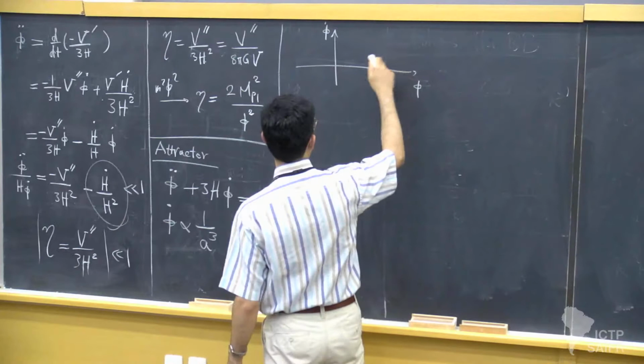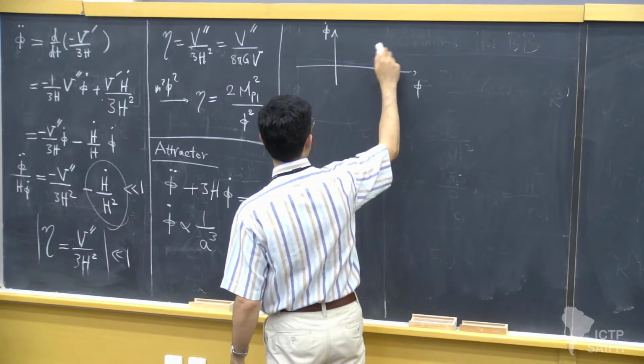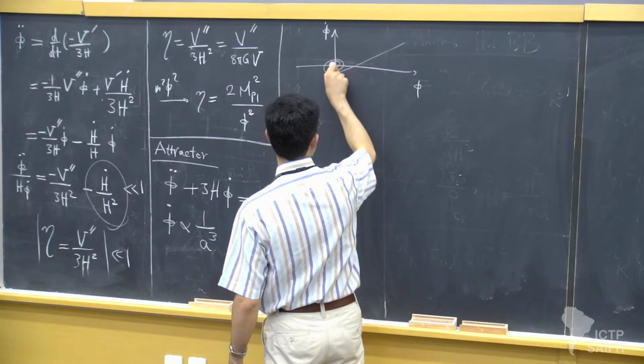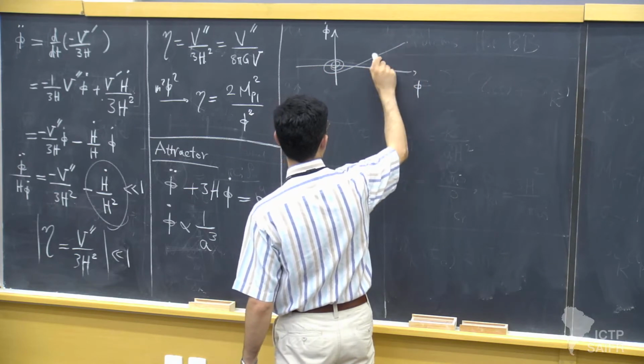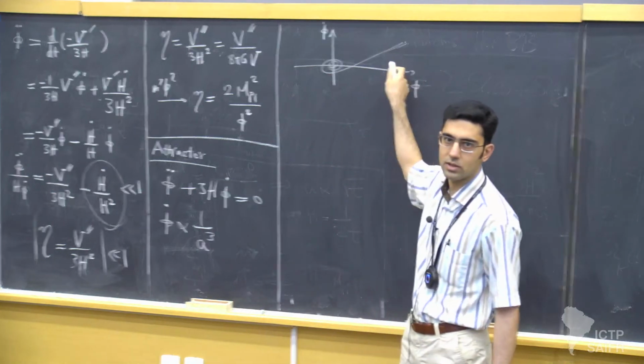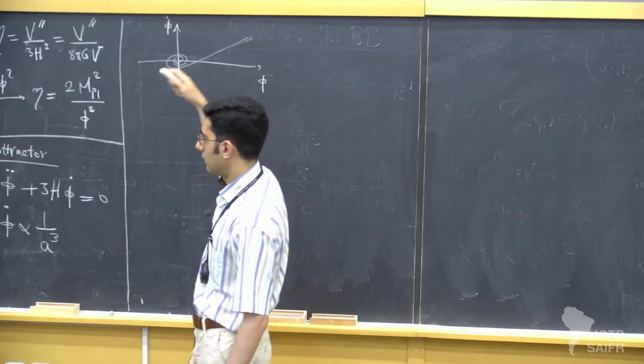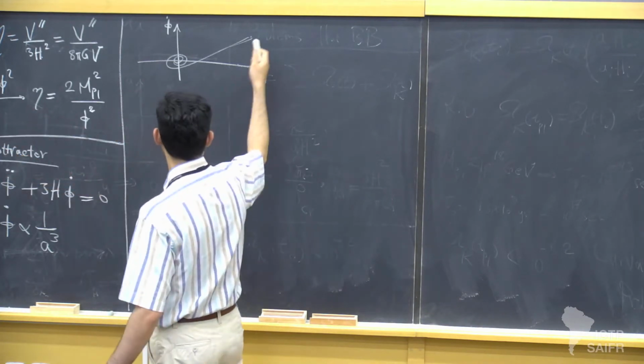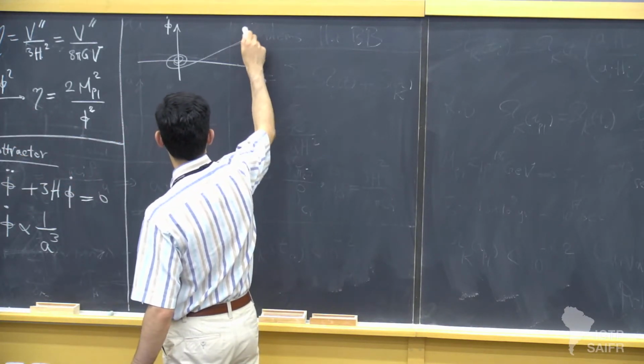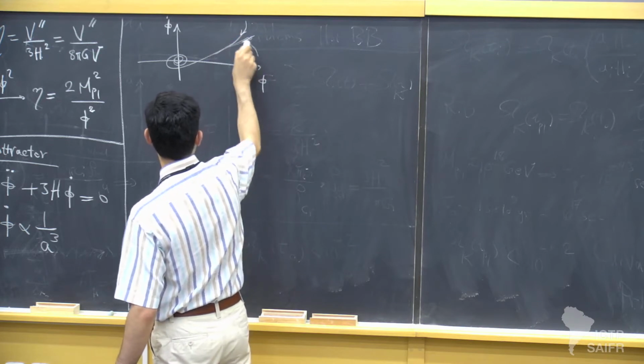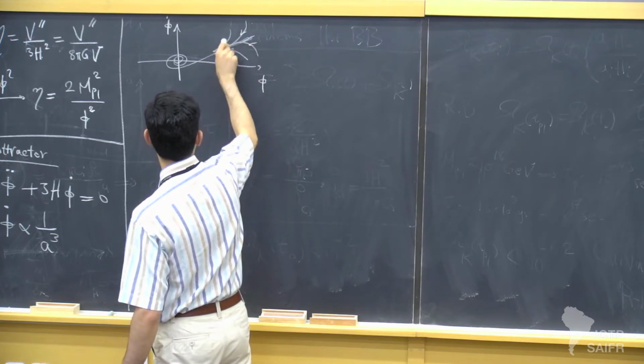So then we have this attractor solution that does something like this. Of course, it's an attractor when we have large values of phi, where these conditions are satisfied. And then if we start away from it, we just exponentially fast converge to it.